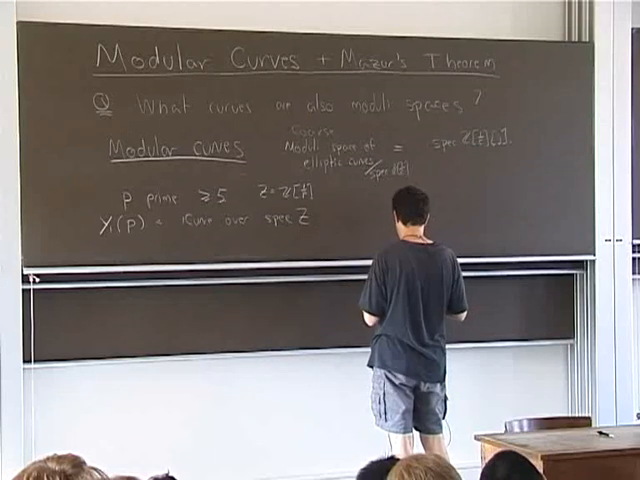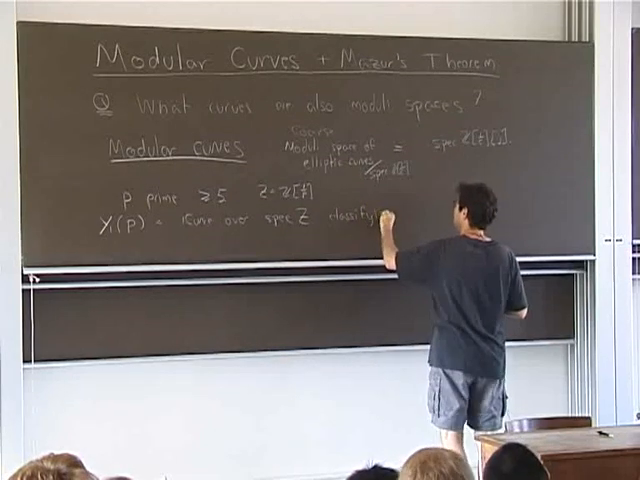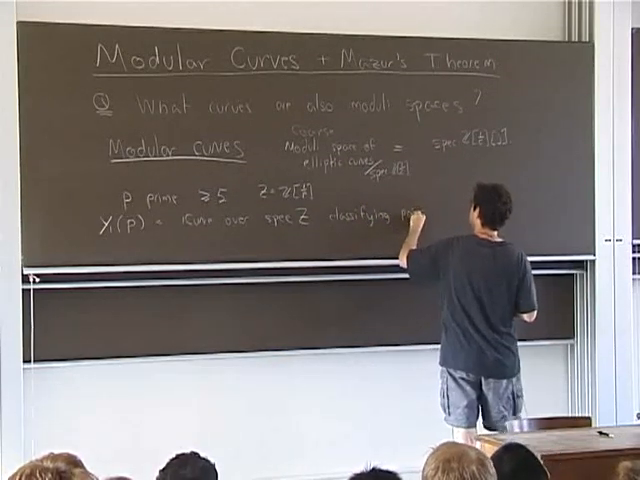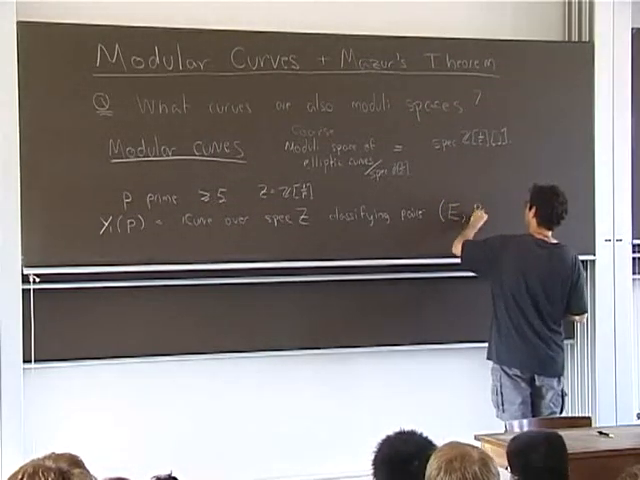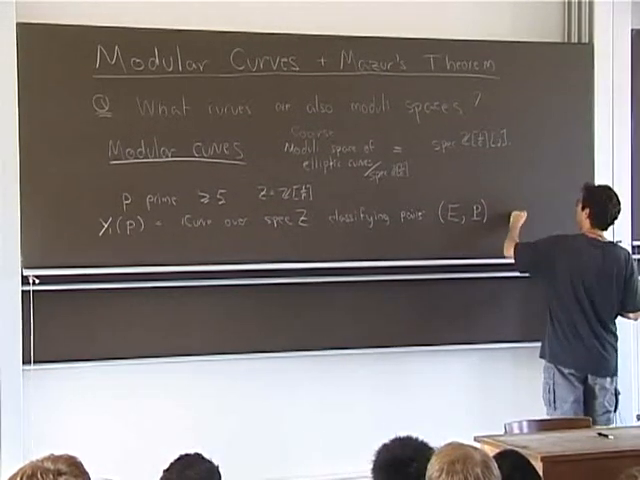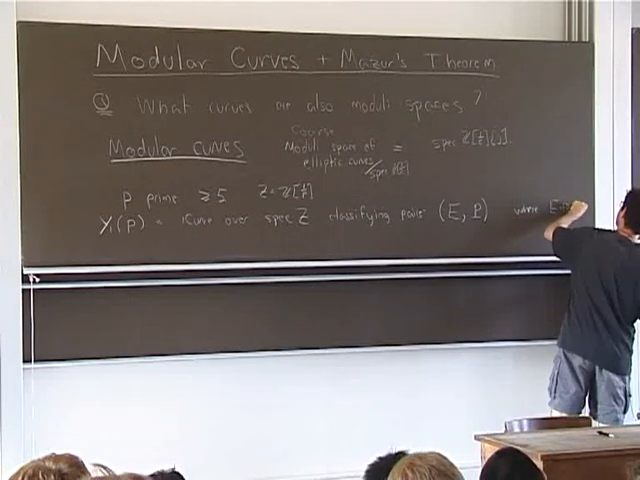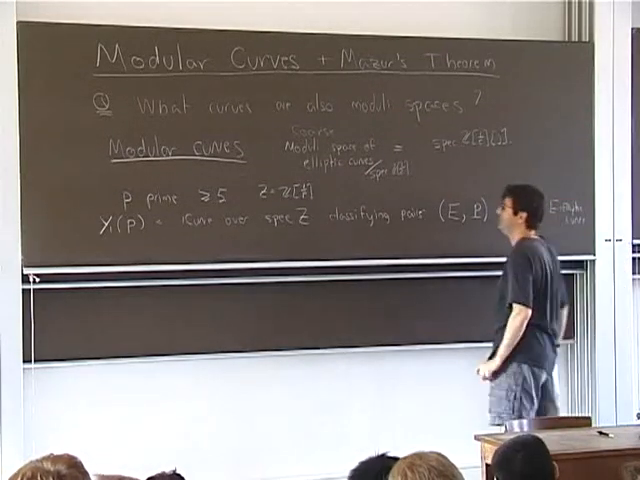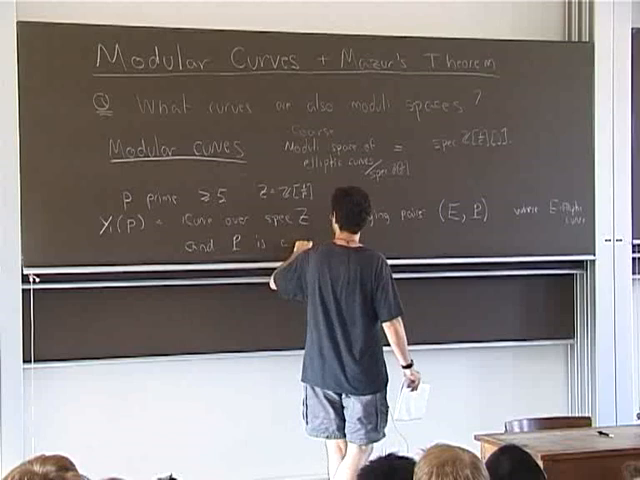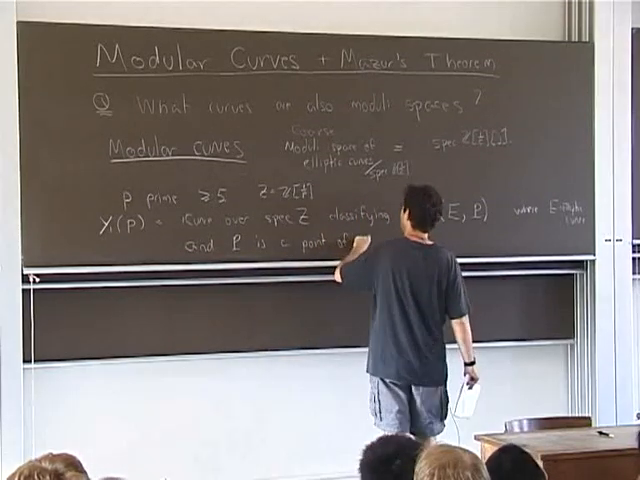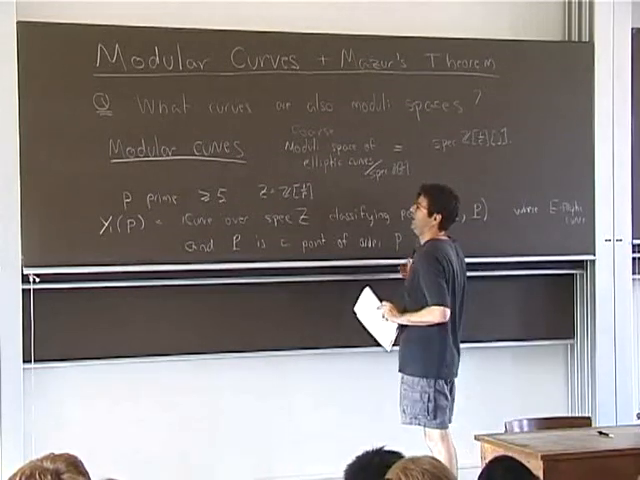So the curve over Spec Z classifying pairs consisting of an elliptic curve E together with a point of order p. So where E is an elliptic curve and P is a point of order p on E.